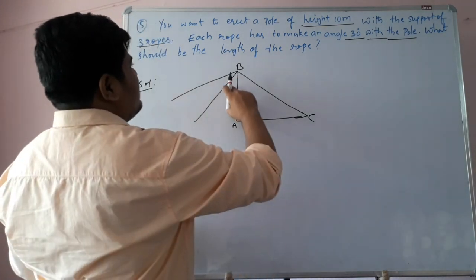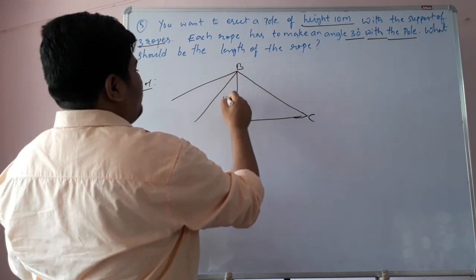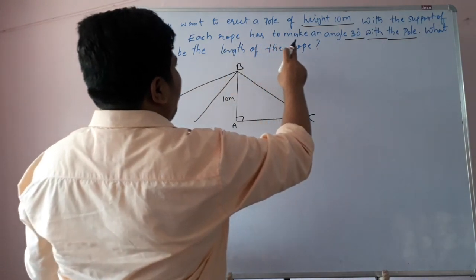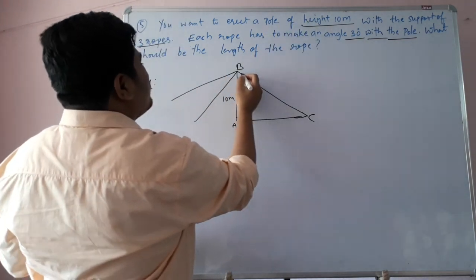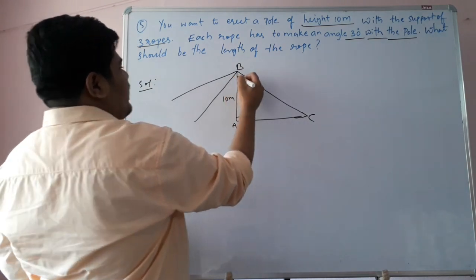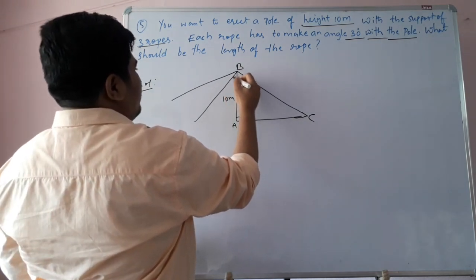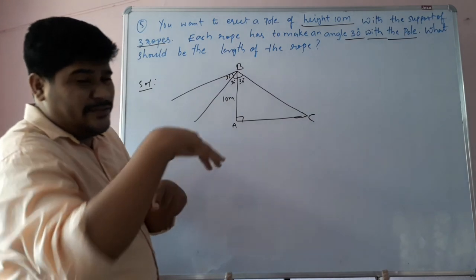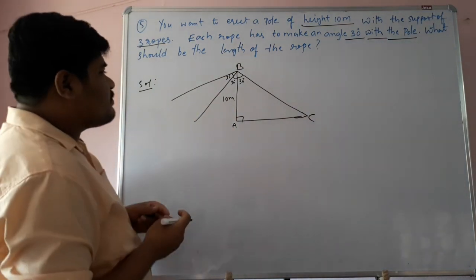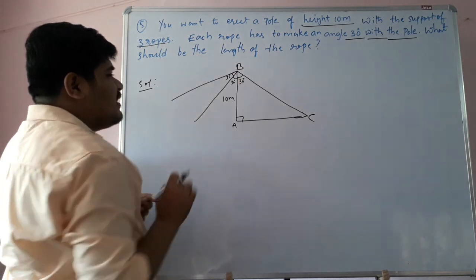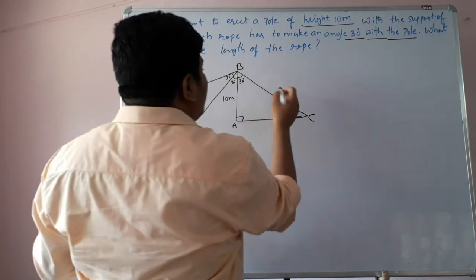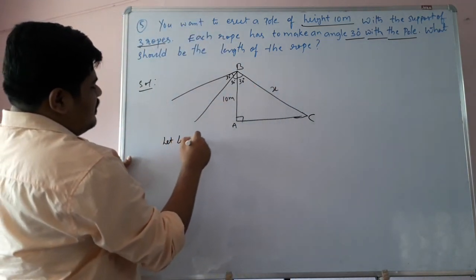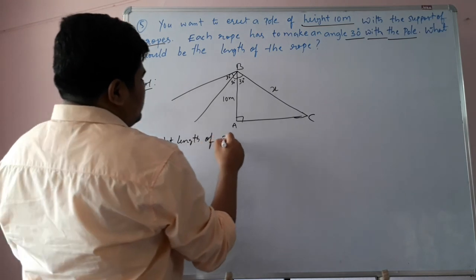Now see, AB is the height of the pole, that is 10 meters. Each rope has to make an angle of 30 degrees. This is the rope, this is the pole, and here it's making 30 degrees. Here also 30 degrees, and this also 30 degrees, making with the pole. So students, 30 degrees is theta, and we need to find the length of the rope from triangle ABC.